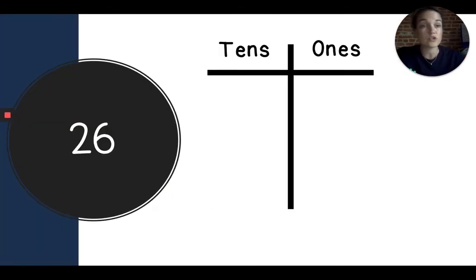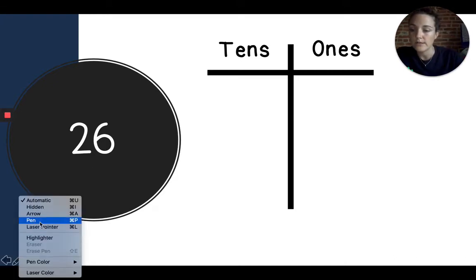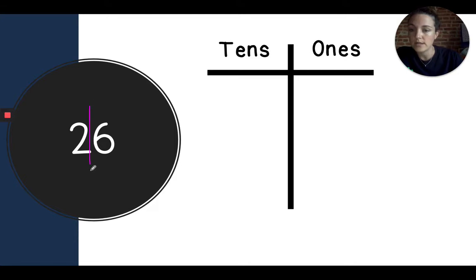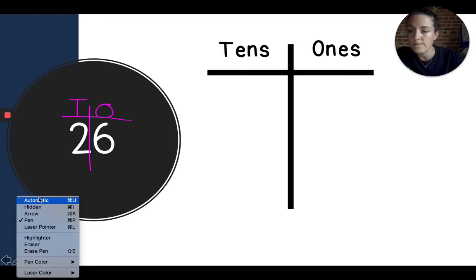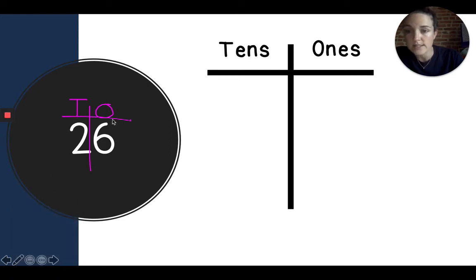This is the number 26. Now, how can I use base 10 to represent 26? Well, let's use our pen again and see. If I split this number up, I know that this is the ones and this is the tens. So this is telling me that I need 2 tens and 6 ones.